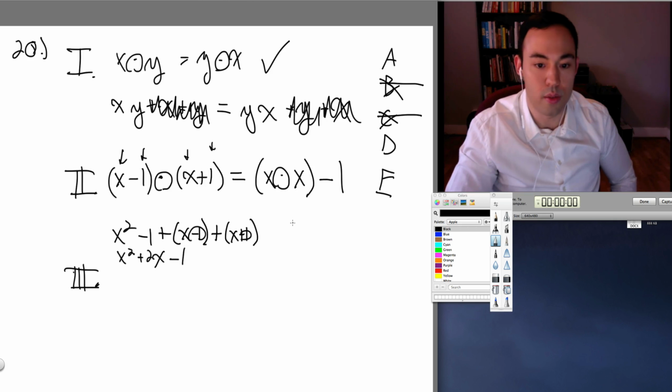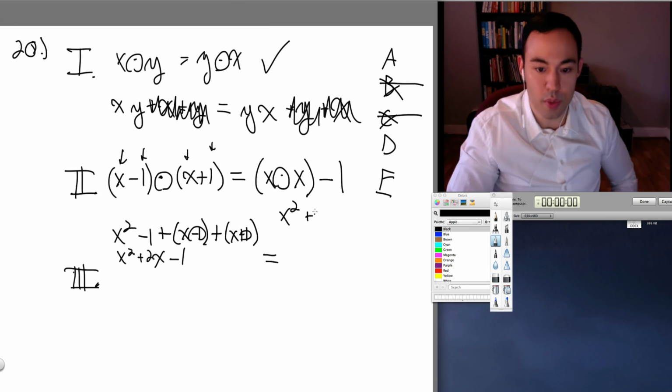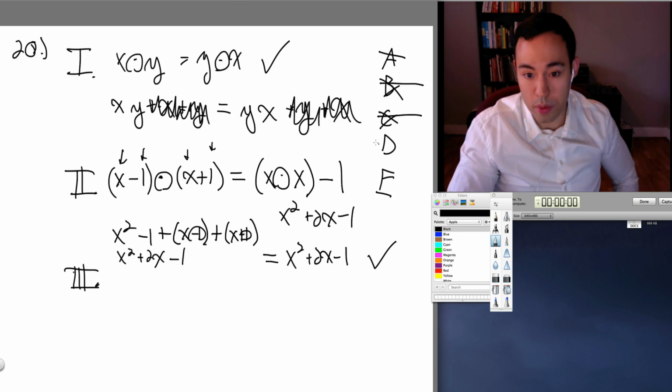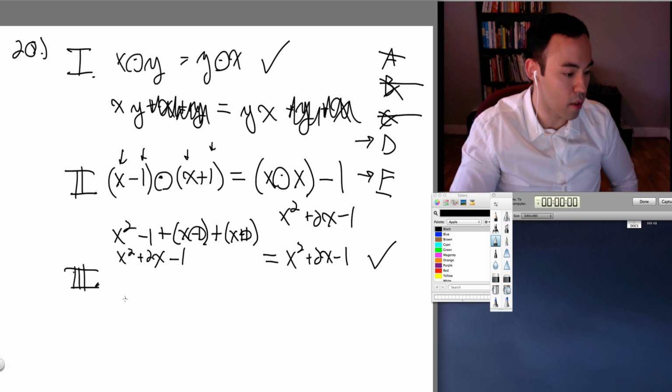And now let's do x donut x. So that's going to be an x squared plus an x plus x, so plus 2x minus 1. And what do you know? These two do, in fact, equal one another. So yay. Now we can cancel out A. And what does D say? 1 and 2 only. So D might be the answer, and E might be the answer. So let's check our final condition here.